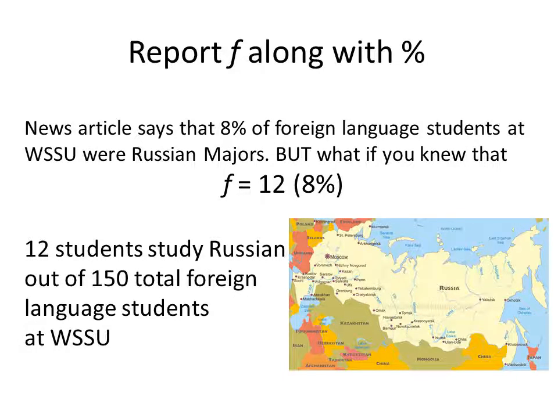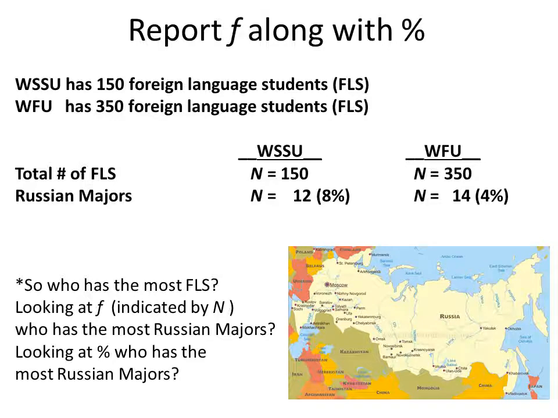Now, we also need to report our frequency along with our percentage, because percentages by themselves can be misleading, or they can fail to give us sufficient information. So, for example, we read that 8% of foreign language students at WSSU were Russian majors. But what if we knew that the frequency was 12, which equaled 8%? What that indicates is 12 students study Russian out of 150 total foreign language students at WSSU.